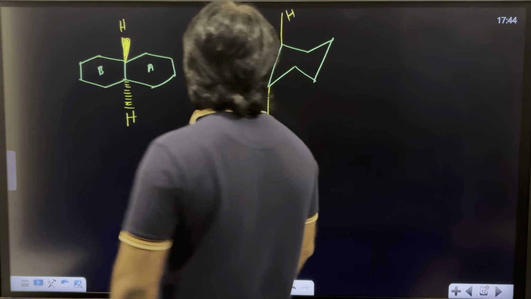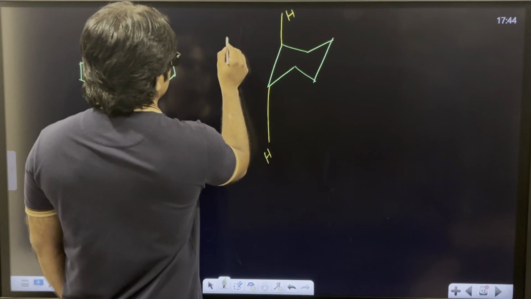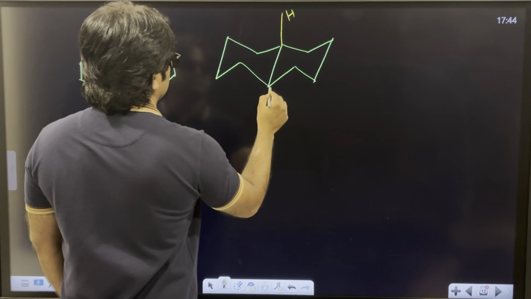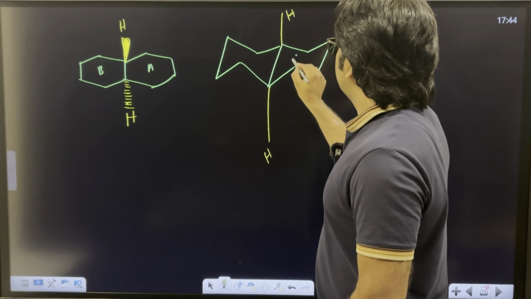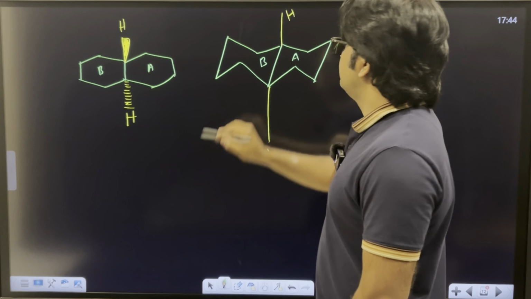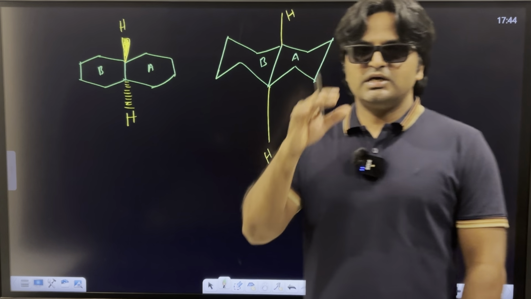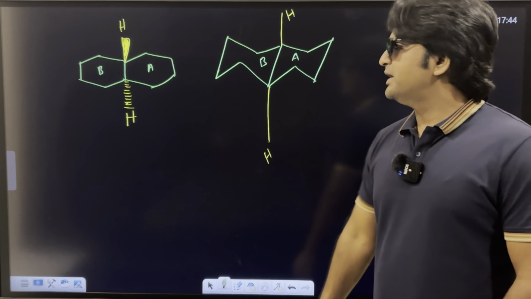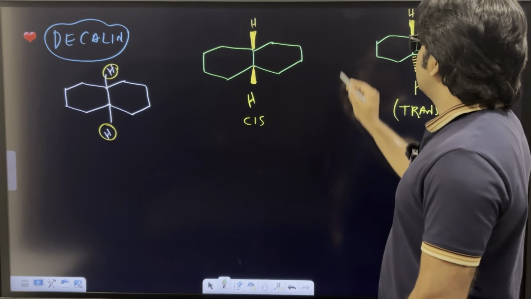How to write ring B? Now this is the ring B. This is our ring A and ring B. Now this is the geometrical isomerism in decalin molecule. Now once again come back to the same example, cis decalin and trans decalin.